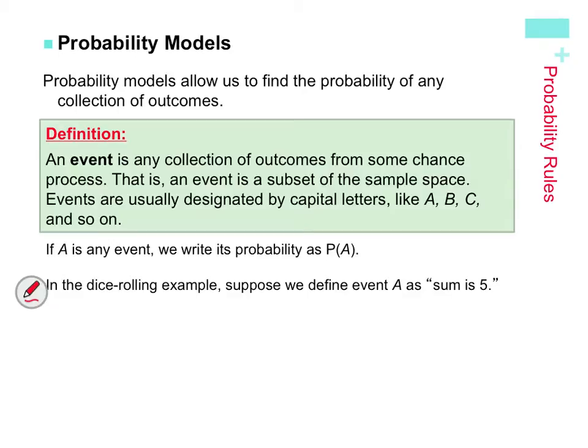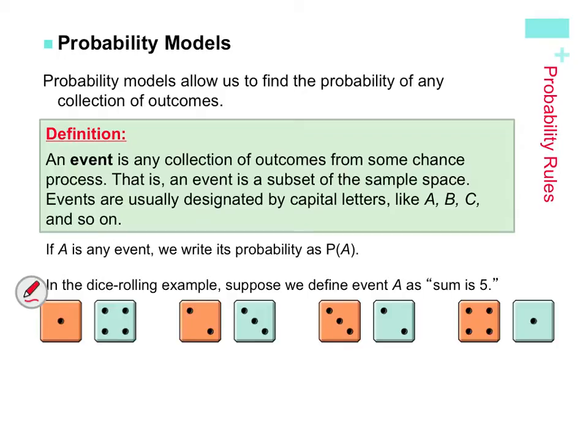Right? So in the dice rolling example, suppose we define A as the sum is 5. There are 4 possible outcomes in that event: a 1 on the red and a 4 on the green, a 2 on the red and a 3 on the green, and so on. Because each of these outcomes has a probability of 1 out of 36, the probability of A is 4 out of 36.